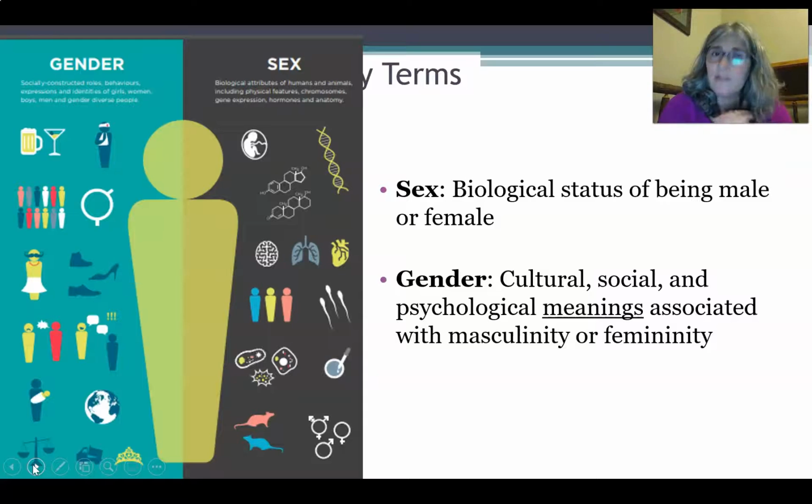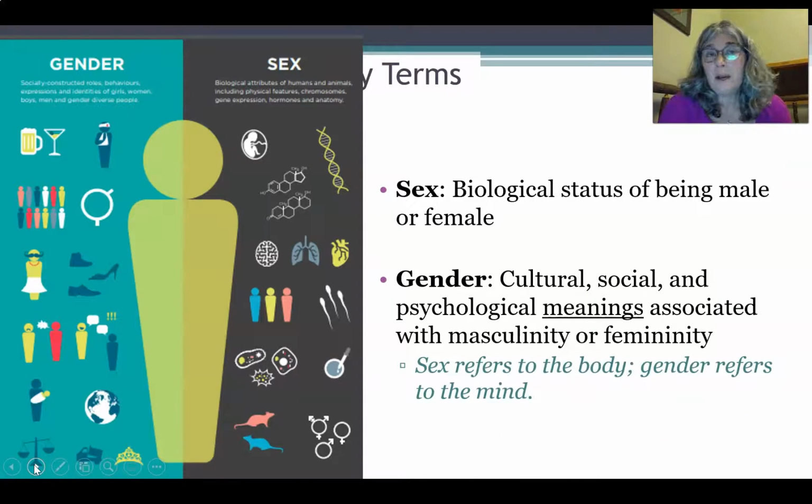Then gender is different than that. Gender is the labels, the traits, the connotations that society attributes to your sex. So what does it mean to be male or female? What is masculinity? What is femininity? Those things are cultural. Those things can change over time. Those things can change based upon the region of the globe that you're living in. So I think that this is a good way of thinking about it. Sex refers to the body. Gender refers to the mind.